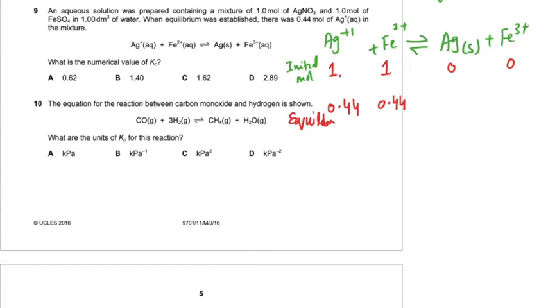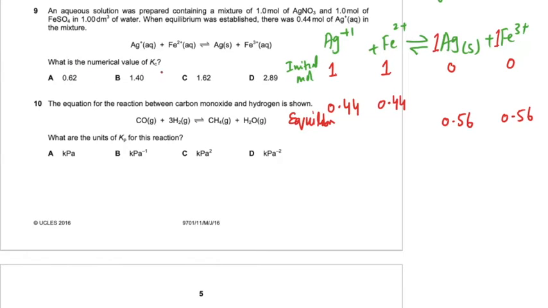So how many moles of silver solid and iron 3 will form? Subtract the initial mole and equilibrium mole. You will get the moles of silver solid and iron 3. 1 minus 0.44, you will get the moles of silver. And there is again 1:1, so moles would be equal, 0.56, 0.56.